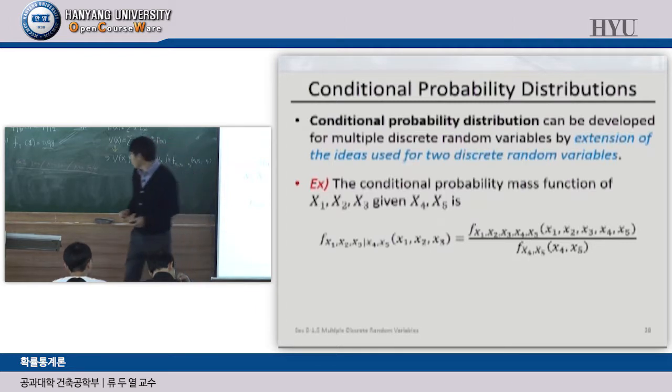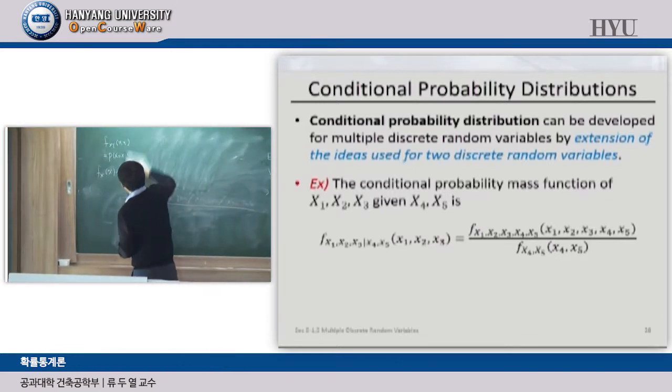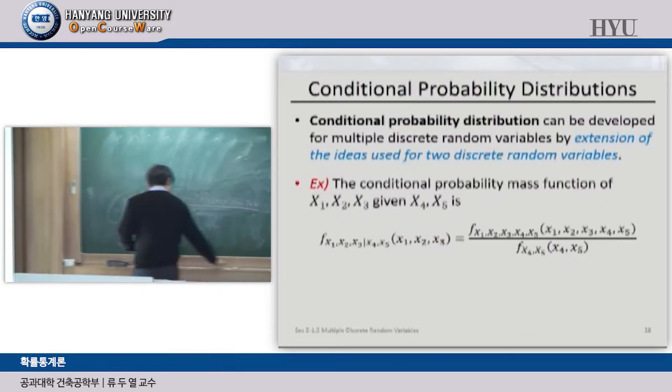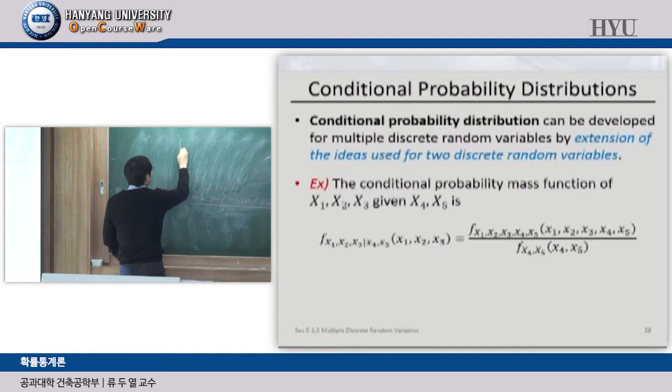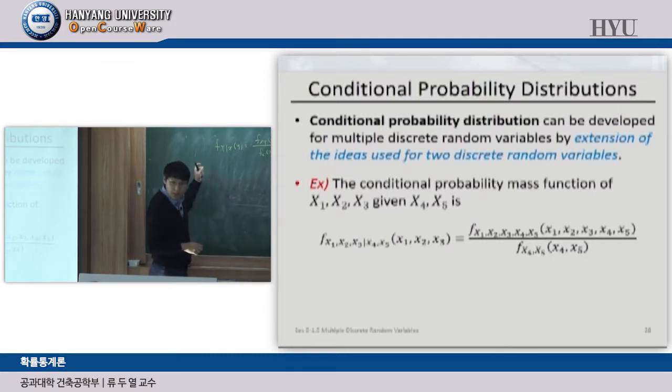Okay? So in the case of the two discrete random variable case, the conditional probability of y given x was the joint probability mass function, right, over the marginal probability mass function of x. Do you remember this equation? Okay?